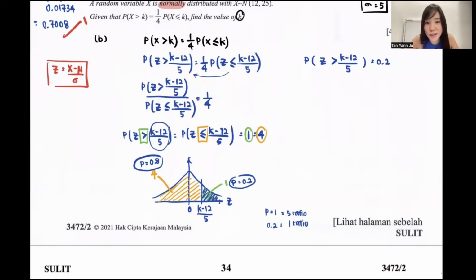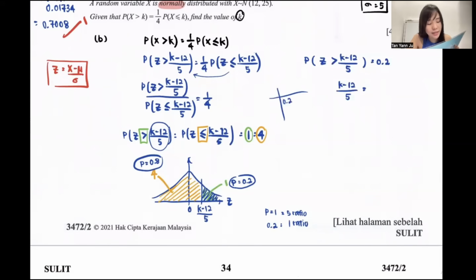Usually I tell my students whenever you do the reverse find, need to draw 2 graphs. This one no need. I already know it's on the right side. I already drew it out. Okay, I already know it's the right side. So I know the answer will be positive, K minus 12 over 5, correct? Will be positive. So now go to your table, look for 0.2. Remember, reverse find, I go inside and find 0.2.